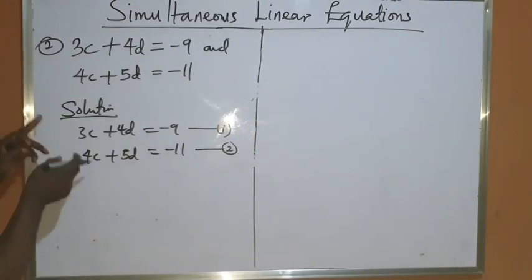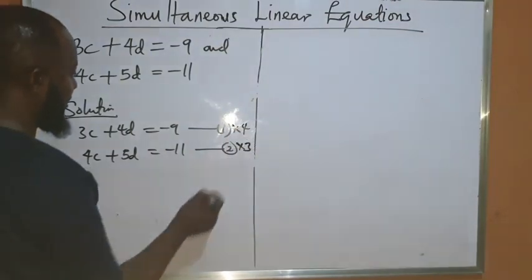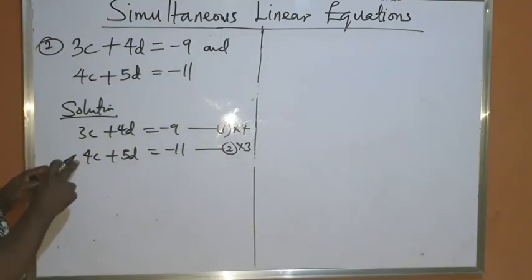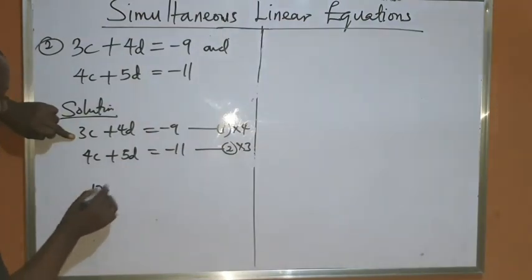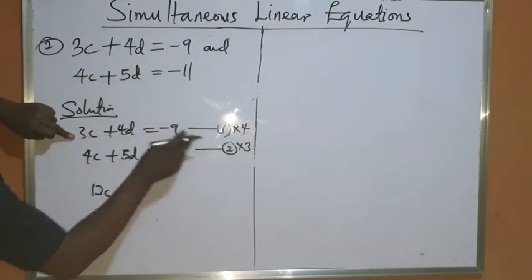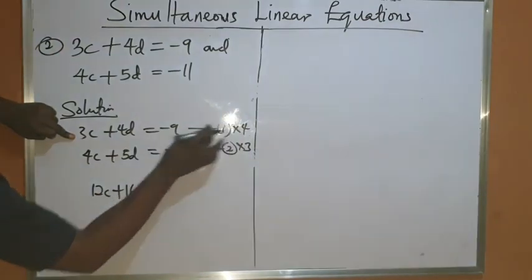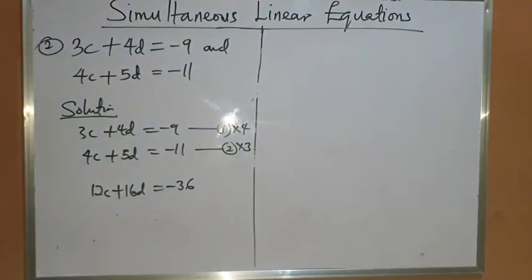So the best way to do that is to multiply. It depends. Let me multiply this one by 4 and this one by 3. If I multiply this one, it will give me 12. If I multiply this one, it will give me also 12. So 4 times 3c is equal to 12c. The 4 will multiply everything, not only this. So 4 times 4g gives 16g, equals 4 times minus 9, which gives minus 36. I hope this is clear.